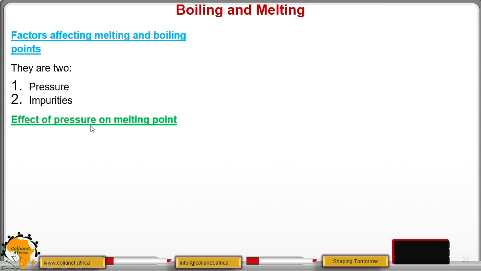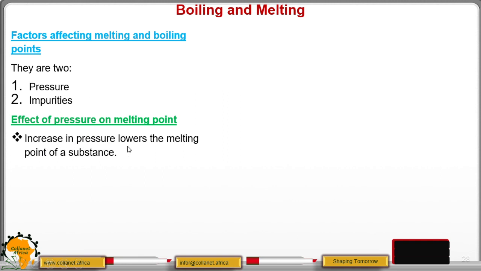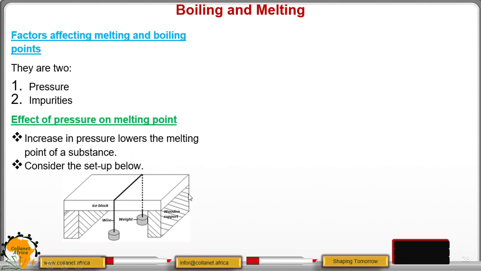Then we look at the effect of pressure on melting point. We know that increase in pressure lowers the melting point of a substance. So when you increase the pressure, it will lower the melting point. But this can be explained using the setup that we have here.